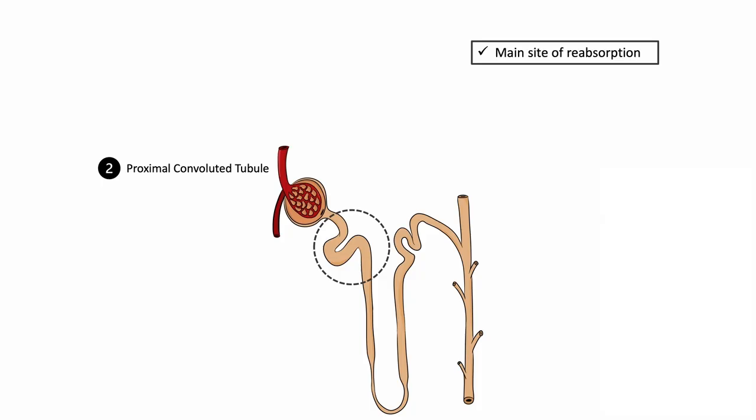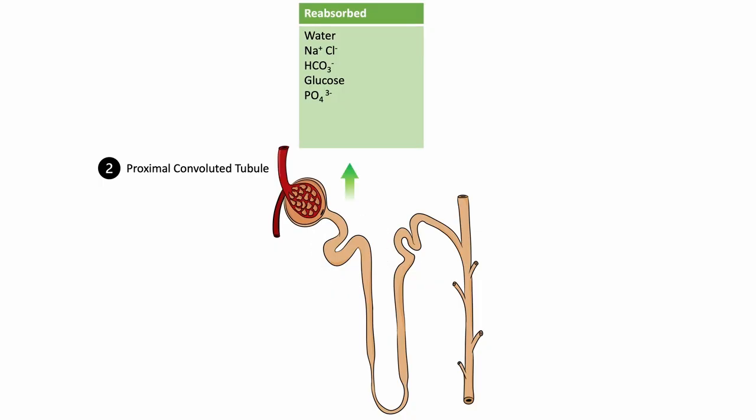The first segment of the nephron is the proximal convoluted tubule, which we also refer to as the PCT, and is the nephron's main site of reabsorption. In normal physiologic states, approximately 65% of water, sodium, and chloride are reabsorbed at the proximal tubule. Approximately 100% of bicarbonate and glucose, and approximately 80% of phosphate is also reabsorbed proximally.